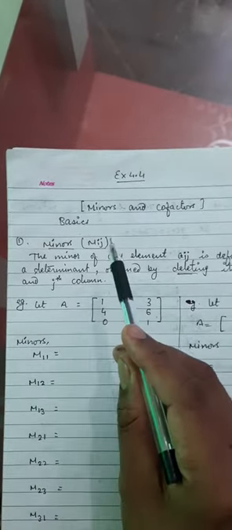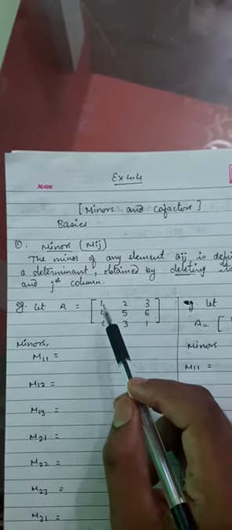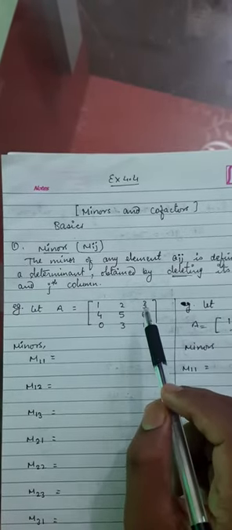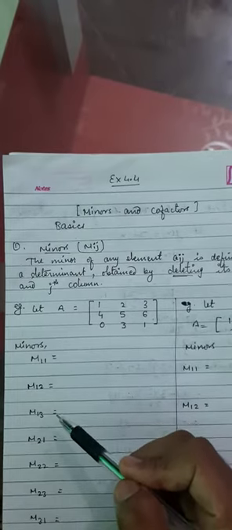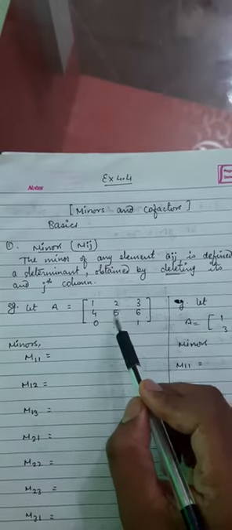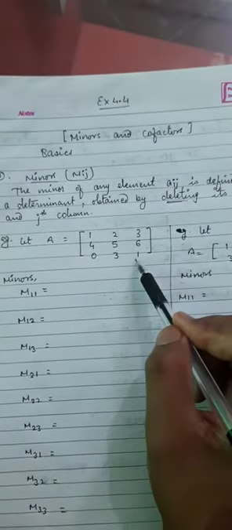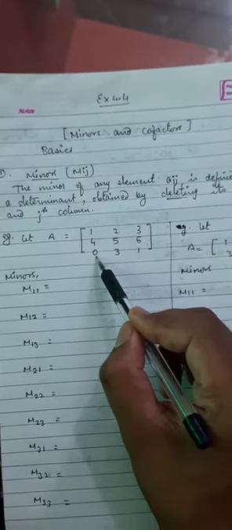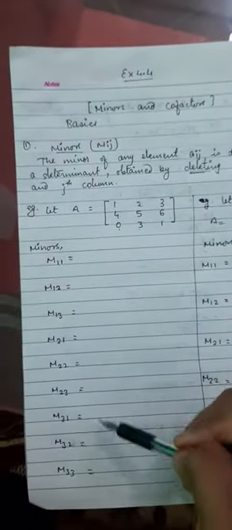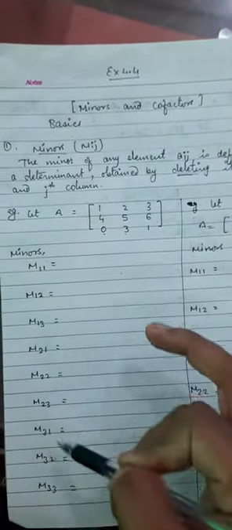The minor symbol, as I said, is Mij. I means row, J means column. So M11, M12 and M13 are the minors of the first row. In the second row, M21, M22 and M23. And for the third row, M31, M32 and M33. So these are the symbols. If anywhere he asks for minors, you have to write all of these as they are.